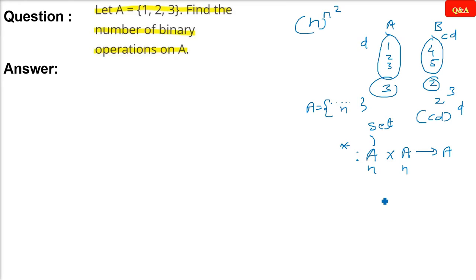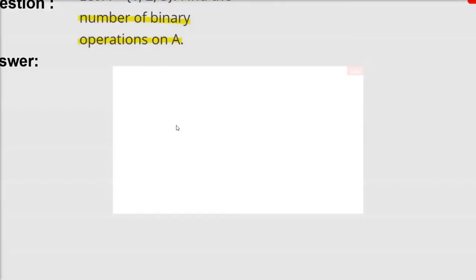Both the inputs come from A cross A, that is the Cartesian product. So n into n is n square, and n square are the possible values of the domain. How about the codomain? It is n because A has n elements. So as I said, codomain to the power domain: the codomain is n and n square is the domain size. So n to the power n square. That is how it is formed.